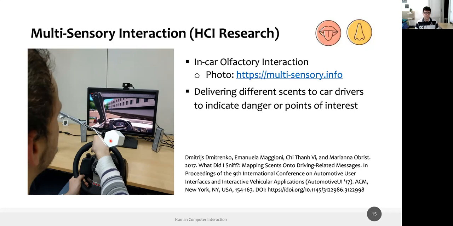And we have two questions. Isn't the smell of the smoke coming out of the engine? Yeah, actually, it is the smell of the smoke. They set up different kinds of scent for providing information, and I don't exactly remember because it was 2017, but the idea of the smoke was just an example here.